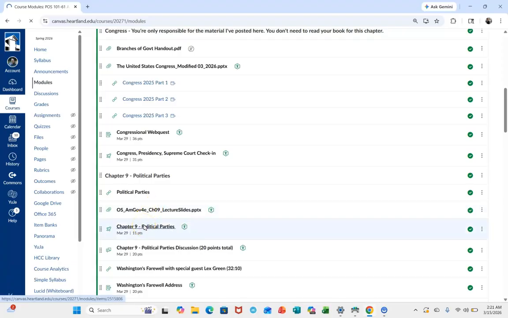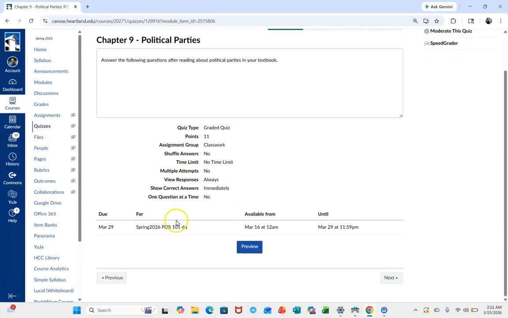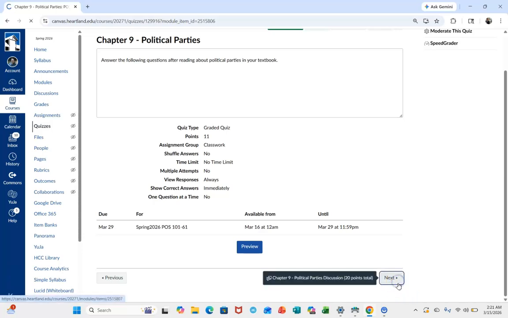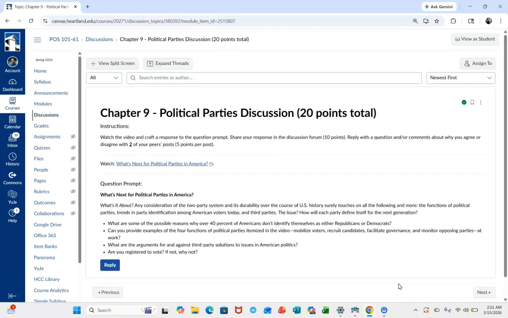The book quiz on political parties. I had my observation recently, and my observation went very well, but I was told that I need to have you guys do a little bit more discussion. So we're throwing in a discussion.